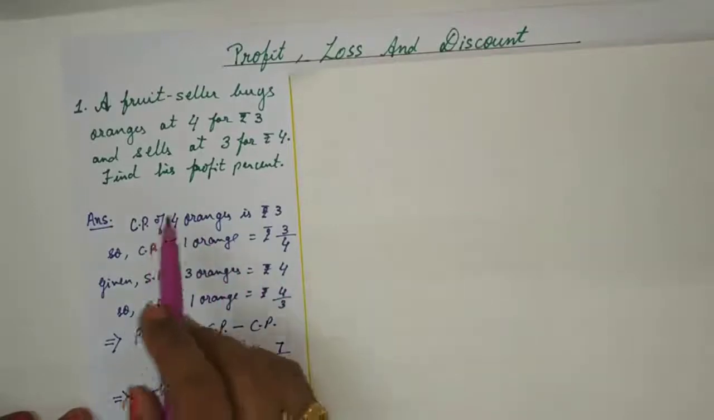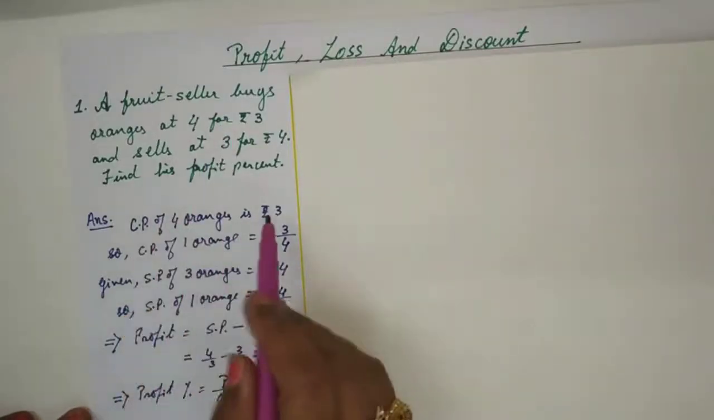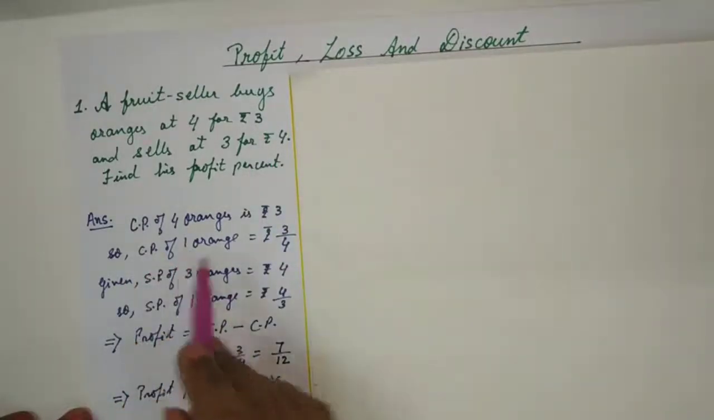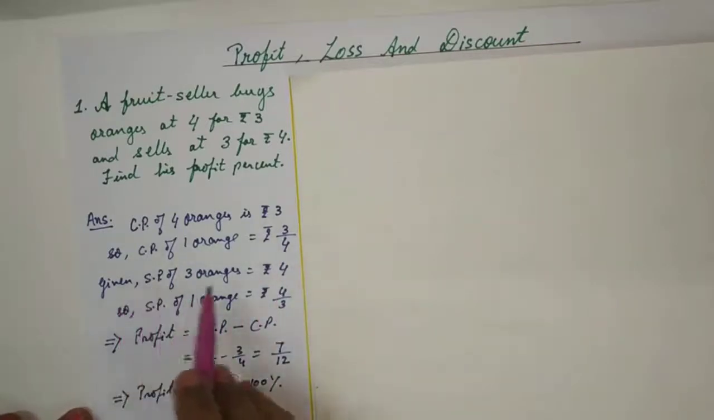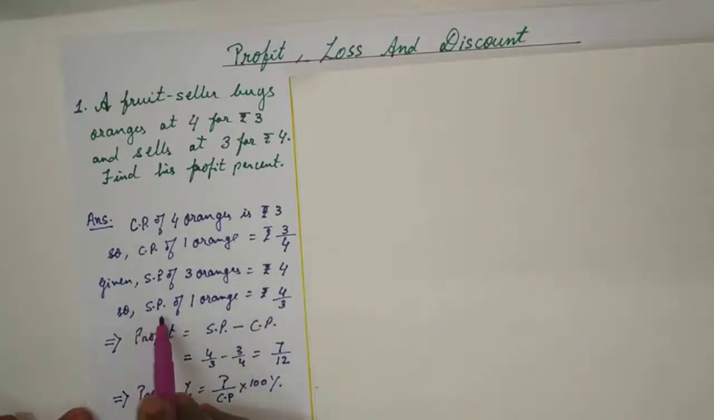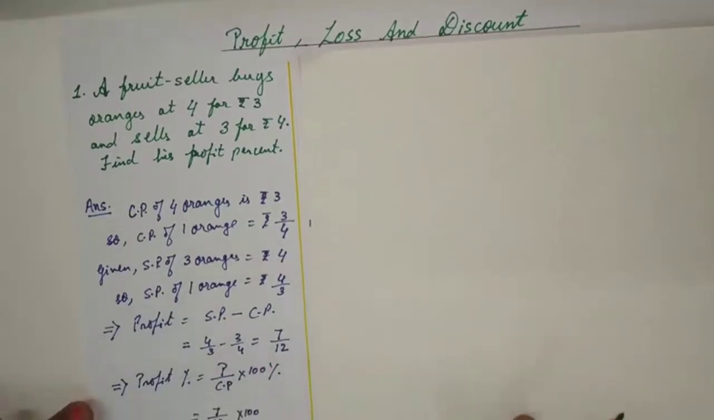So here, according to the question, the cost price of 4 oranges is rupees 3 given. So the cost price of 1 orange is 3 by 4. Also given the selling price of 3 oranges is rupees 4, making the number of articles same. The selling price of 1 orange is 4 by 3. Therefore, the profit is SP minus CP. Substitute 4 by 3 minus 3 by 4 is 7 by 12.